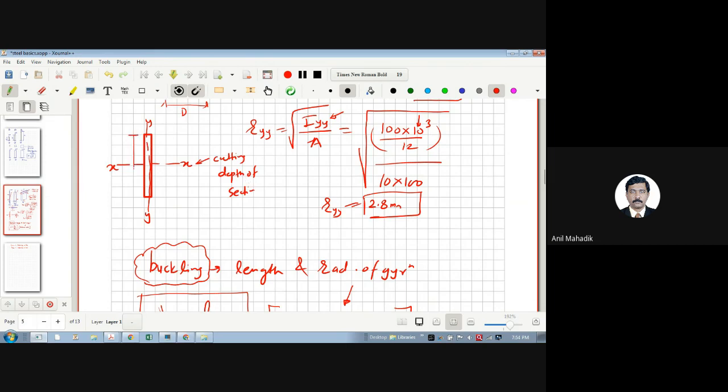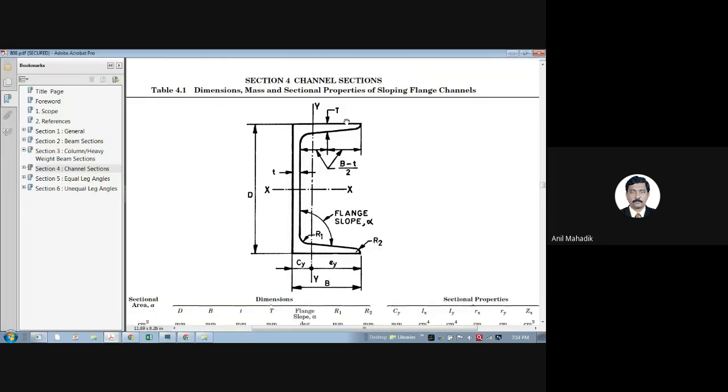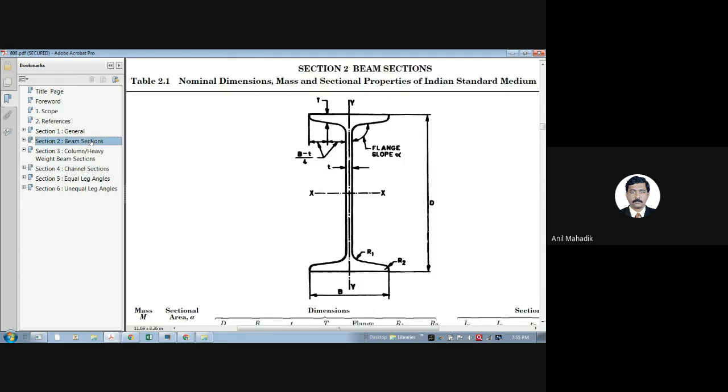So this is your depth, and it is cutting the depth. Here also you can see in the steel table, for a channel this is the depth, and the x-axis is cutting the depth, cutting it into half parts. It may be channels, it may be beams like this. See, this is x and this is the depth, so it is cutting the depth.